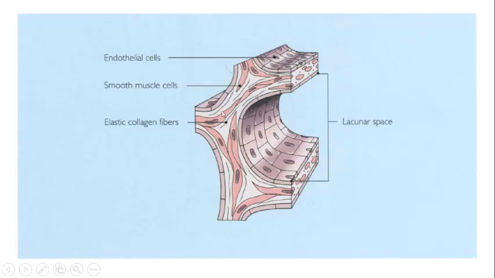The most important component of the wall of the blood sinusoid is smooth muscle fiber. Smooth muscle fiber will relax during erection, contract during flaccidity. The other components of the wall include nerve fibers and collagen and elastic fibers.